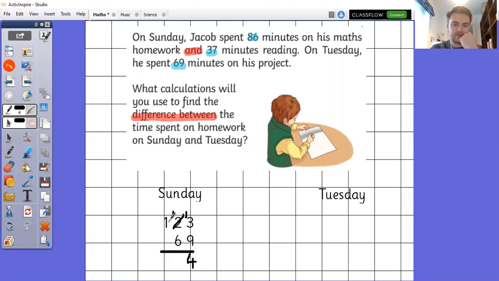I can't do 1 take away 6, so I will exchange 100 for 10 tens. 10 tens plus 1 ten is 11 tens. Oops, sorry, I will exchange that, so that becomes 0. 11 take away 6 is 5, and then I'm left with nothing in the hundreds column, so 54 minutes is the difference between the amount of time that he spent on Sunday and on Tuesday.